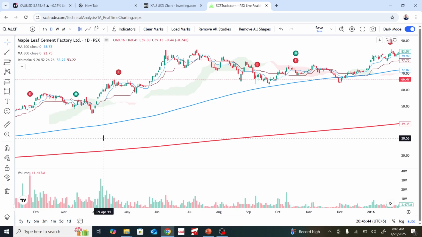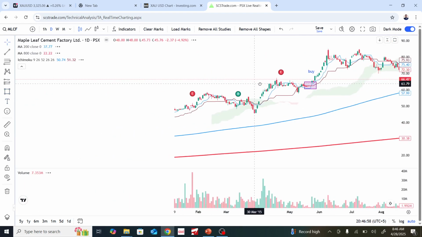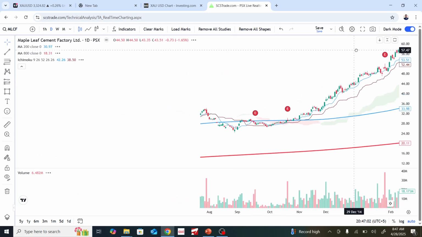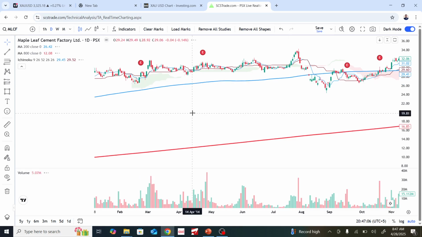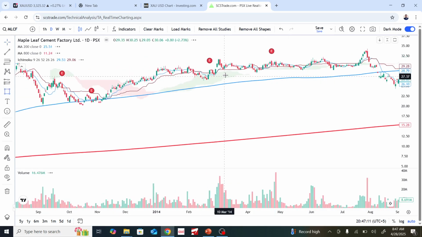This is another setup. Okay, buy setup. This is another buy setup. Any other setup? No, none. This is another setup, but it did not move so much.